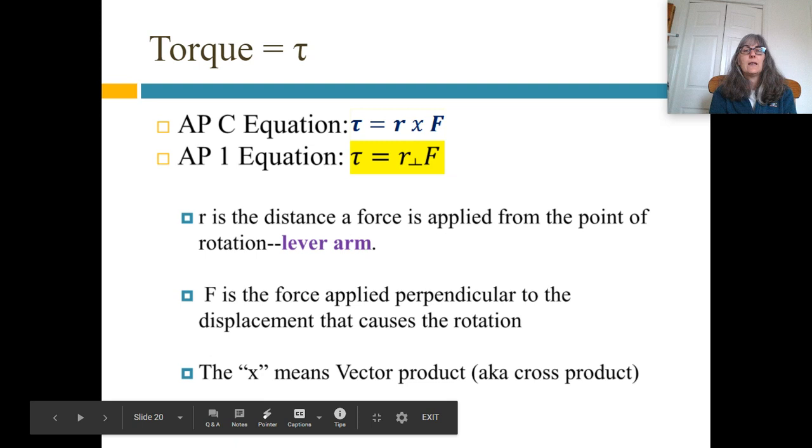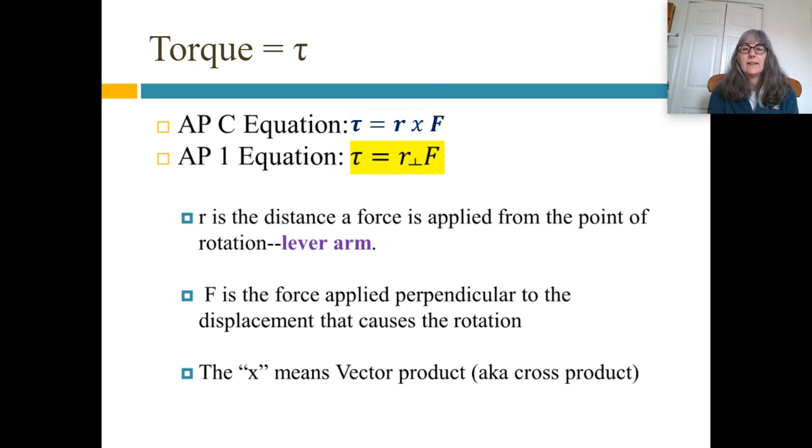So the AP C equation that they give us is torque is equal to r cross F. And that cross is not just multiplication, it is actually the vector cross product. In AP 1, they don't tell you that, they just tell you that they have to be perpendicular to each other. So r perpendicular to F, and I'll give you the rest of that equation in a couple of minutes.